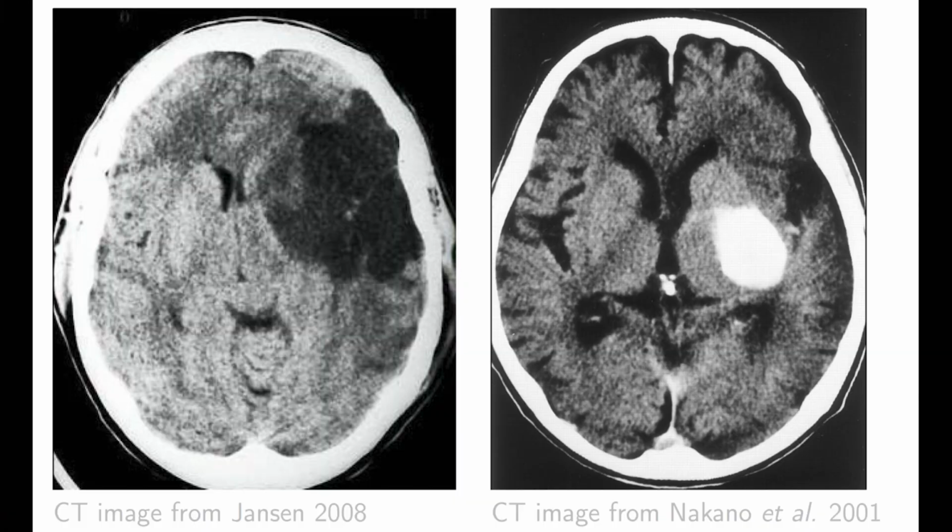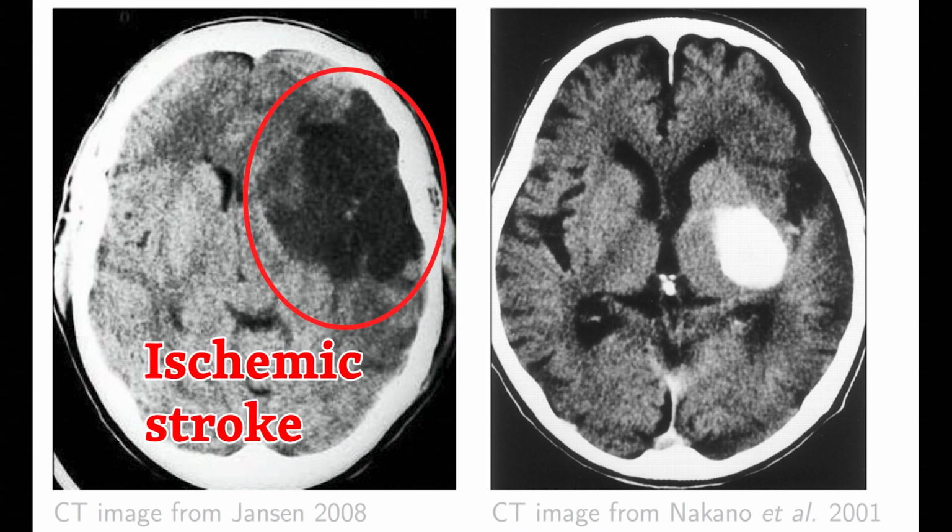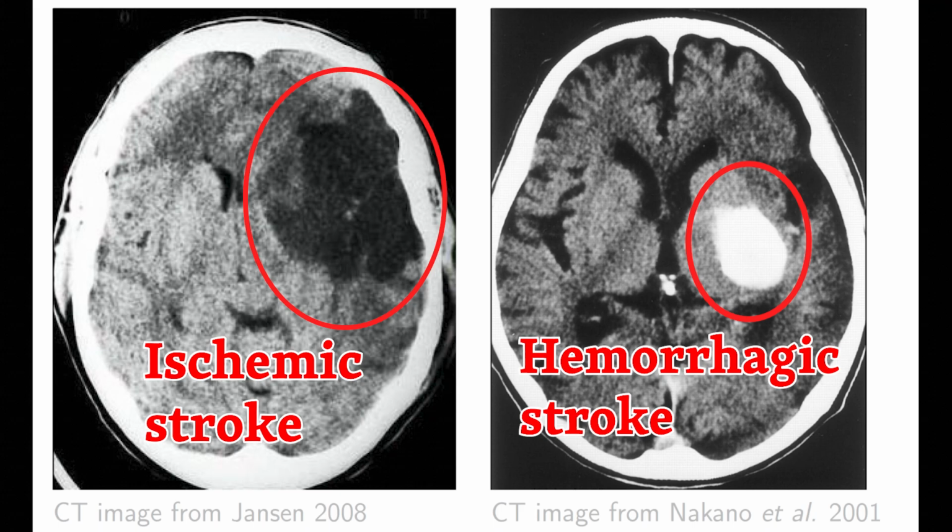It's very important for the doctor to know which kind of stroke it is, but the symptoms won't tell that. Well, tomographic slices show the difference very clearly. Ischemic is dark and hemorrhagic is bright.